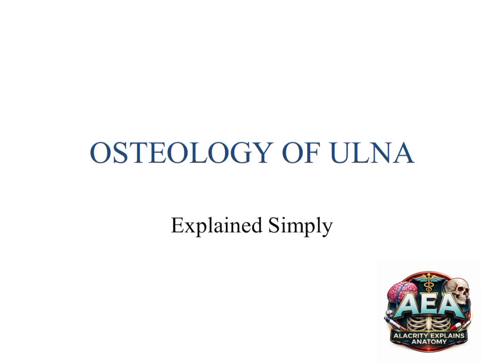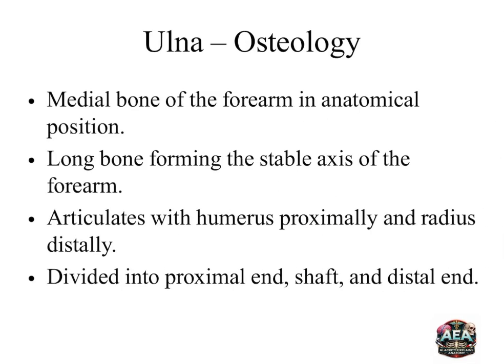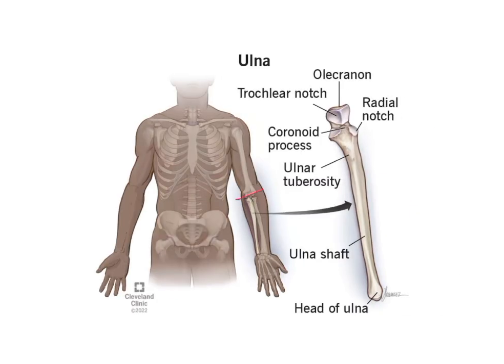Today we are going to be looking at the osteology of the ulnar bone. The ulnar bone is a medial bone of the forearm. Remember in the previous video on the radius, we said that the radius is the lateral bone of the forearm in anatomical position. Today we are saying that the ulnar is a medial bone of the forearm.